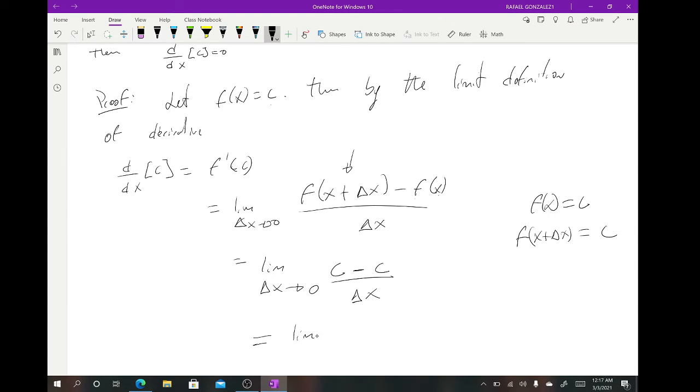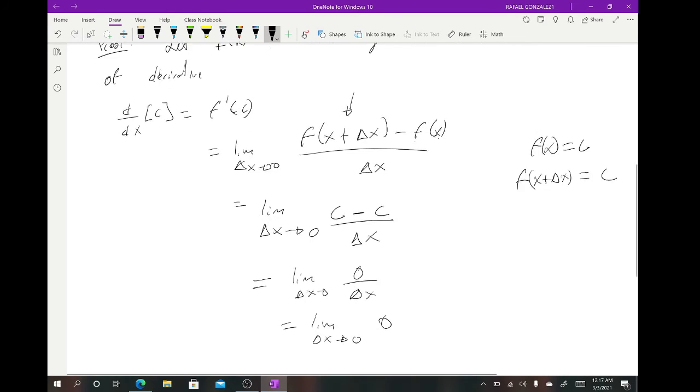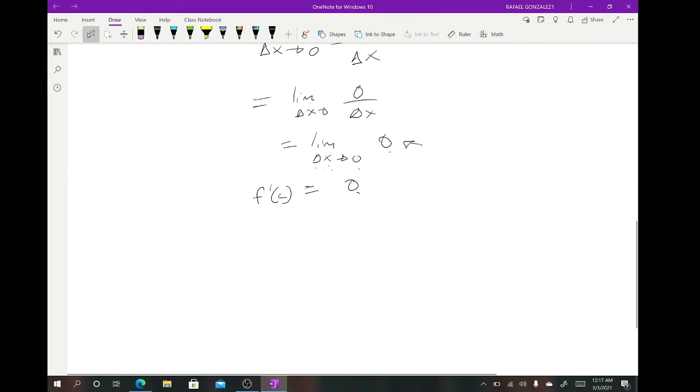But notice that the numerator is 0, so that just makes the whole fraction 0. This is even before we take the limit. We just get that this limit is 0 because we're taking the limit as delta x goes to 0 of a constant. We know that the limit of a constant is just a constant, so that's just 0. So that means that f prime of c is actually equal to 0. So no matter what number you get, the derivative of that number is always going to be equal to 0.